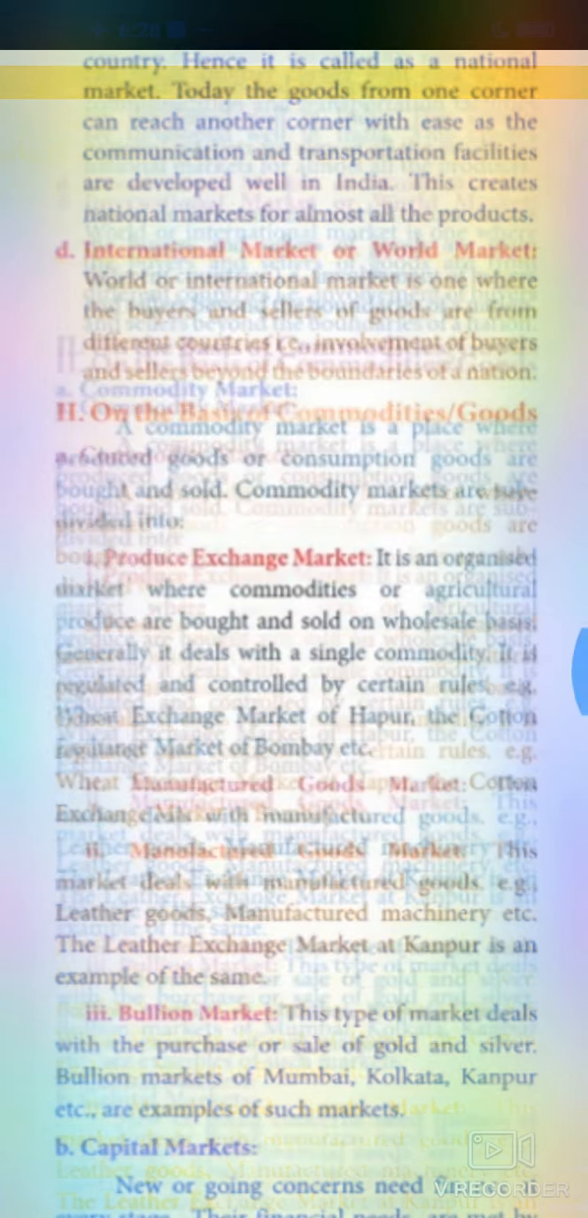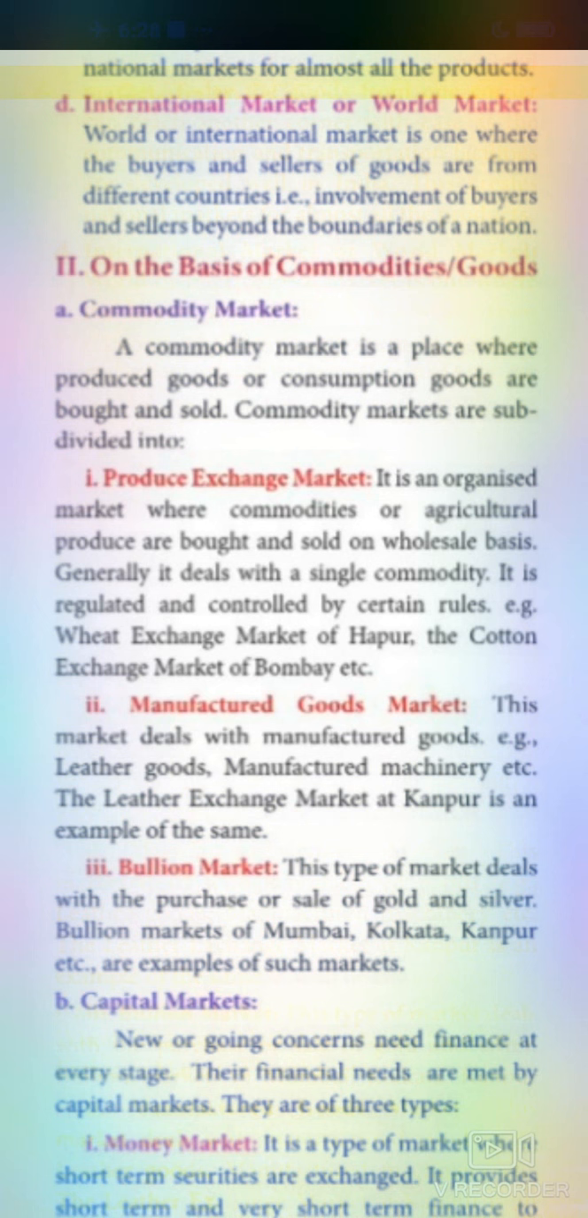Next one is on the basis of commodities or goods. Commodity market. Here, a commodity market is a market where produced goods or consumption goods are bought and sold. They are subdivided into produce exchange market. Actually, produce exchange market is an organized market where commodities or agricultural produce are bought or sold on a wholesale basis only.